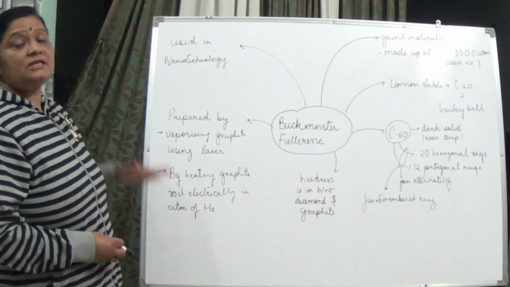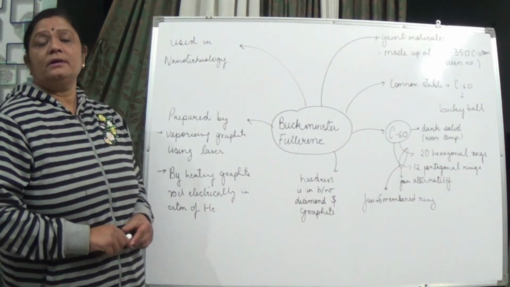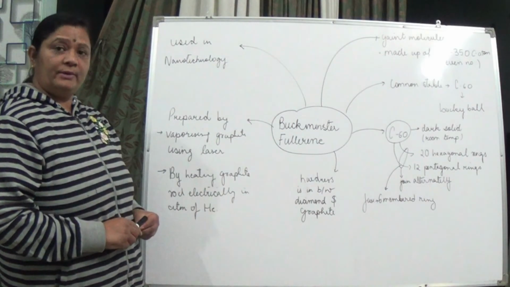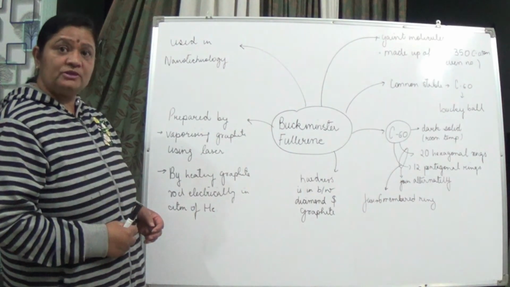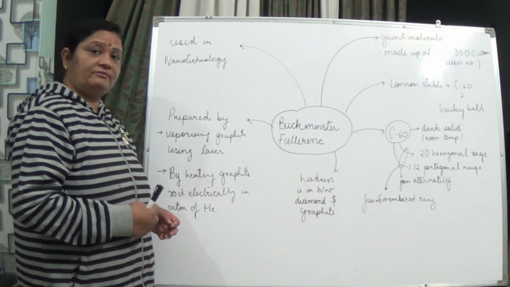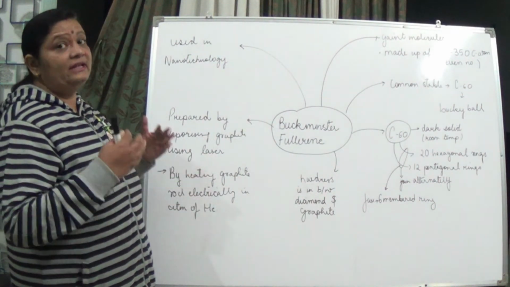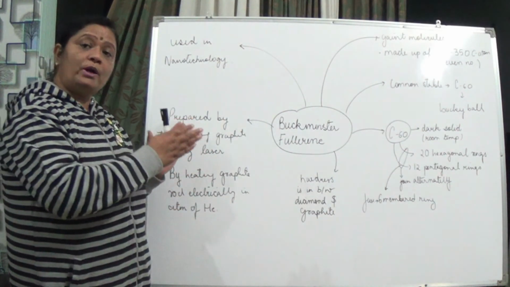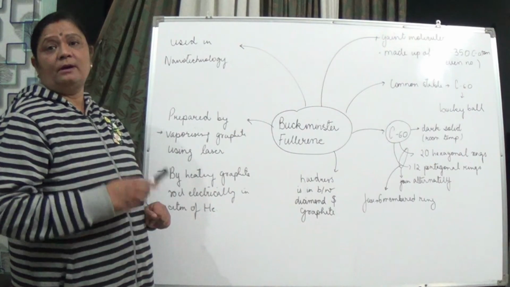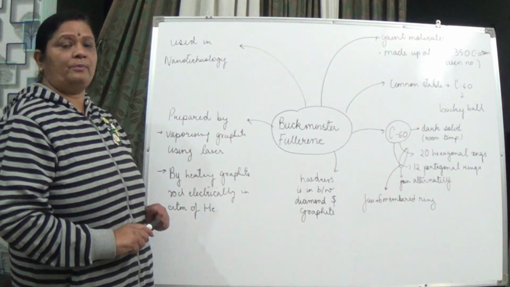So this was all about the allotropes of carbon, in which carbon exists in three forms we have seen: diamond, graphite and Fullerene. In the pure form, carbon has similar chemical properties but different physical properties.